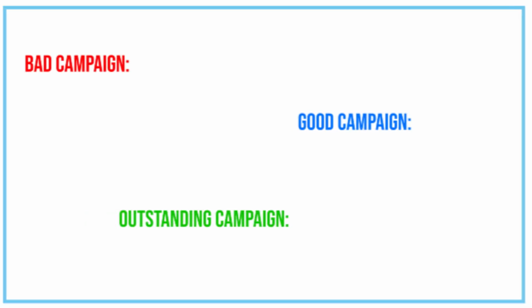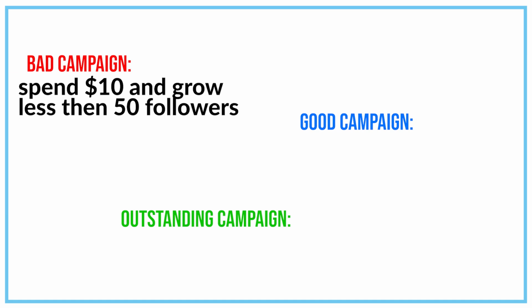When using the influencer marketing strategy, it's really important that you know and can spot the difference between a good campaign and a bad campaign. Because of that, here's a quick overview of what you would be spending on a good campaign and the gains you would have from that, and a bad campaign and the gains you would have from that. So if you're spending $10 and you grow less than 50 followers, then that would be a bad campaign. So that means that $10 per 50 followers or less would be a bad performing campaign.